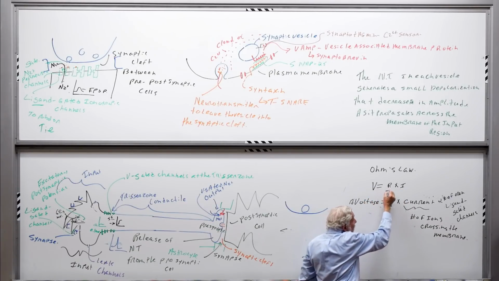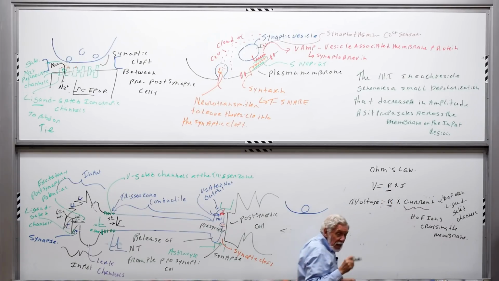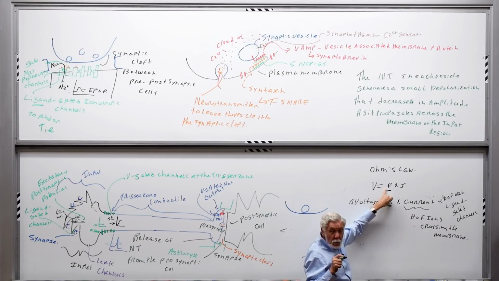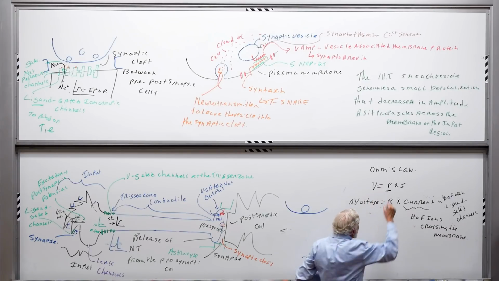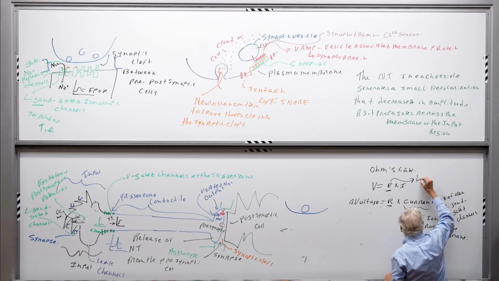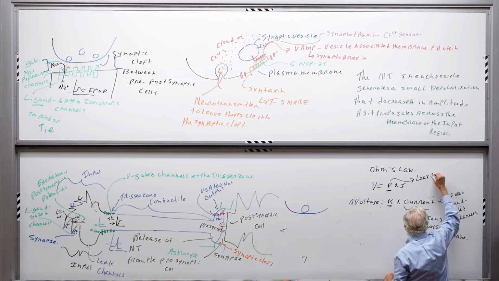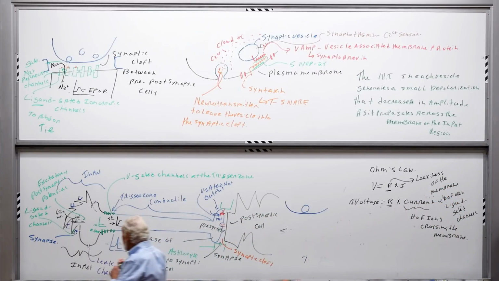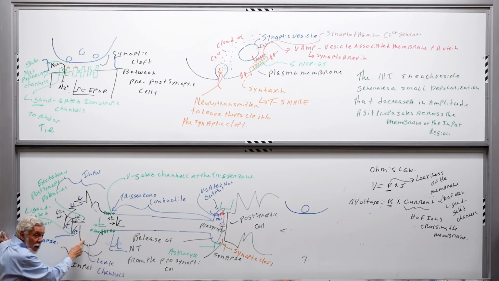But this is an important term. This resistance term is important because if we could now change the membrane resistance, we'll have an effect on the amplitude of the potential. In other words, this is a term which describes the leakiness of the membrane. This is a term that describes how many of these purple leak channels we have in this membrane.